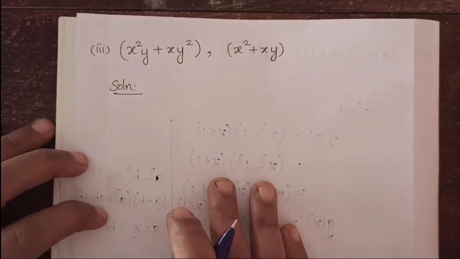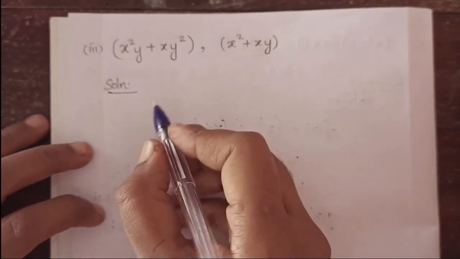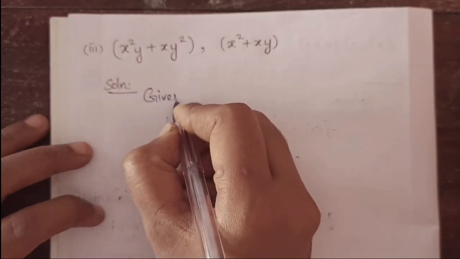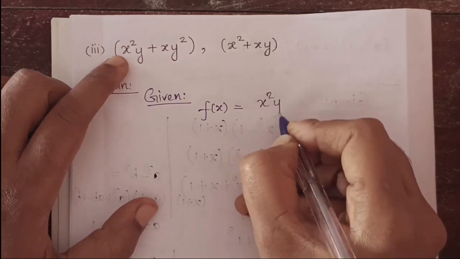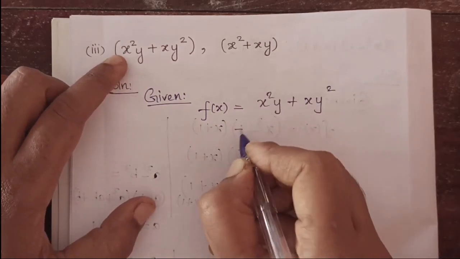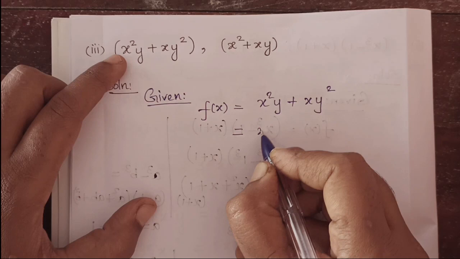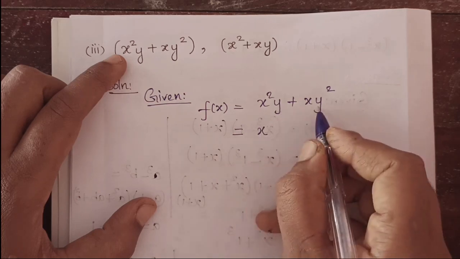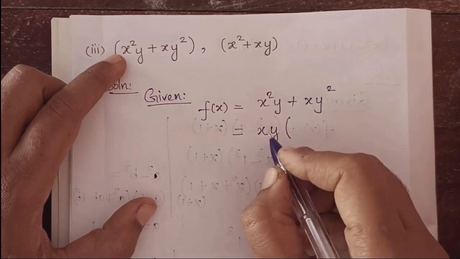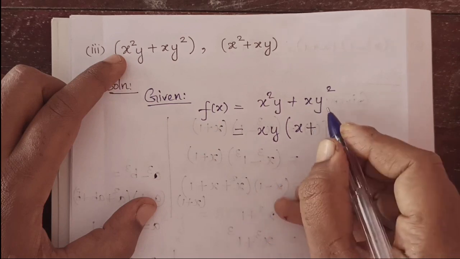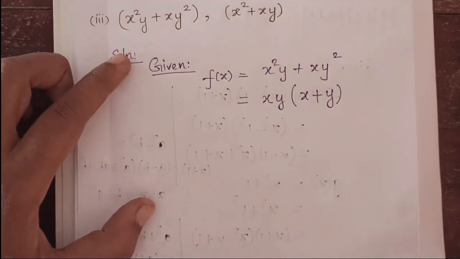Now see the third question in the first Roman. This is also very easy. See the given two polynomials. So first we need to write the given data. Given f of x equal to the first value x square y plus x y square. First we need to factorize this. Is there any common term? x square and x, so x we can take as common, and y square and y, y we can take as common. So what will be the remaining term inside the bracket? Here x plus, here one, x we already took outside. So remaining one y.